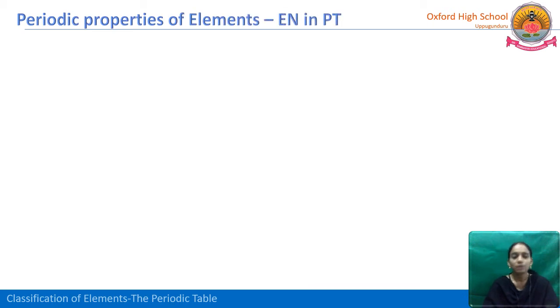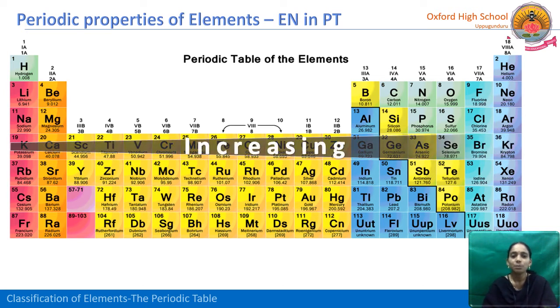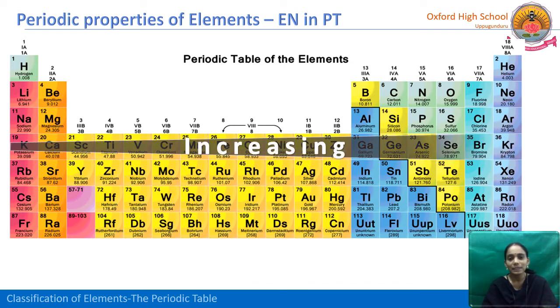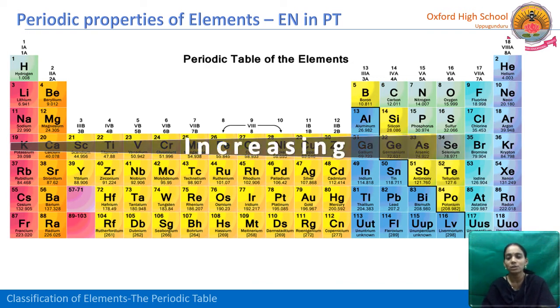We know that in our periodic table, all the 118 elements are arranged in a systematic manner, so the properties of these elements also fall into a trend. Today we have studied electronegativity, and we have seen that in a period, from left to right, it is increasing. Why? Because the atomic radius is decreasing. That means the nuclear force of attraction towards the outer shell increases, so the tendency to attract the shared pair of electrons increases in a period.